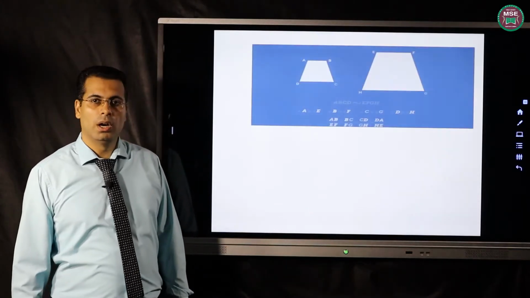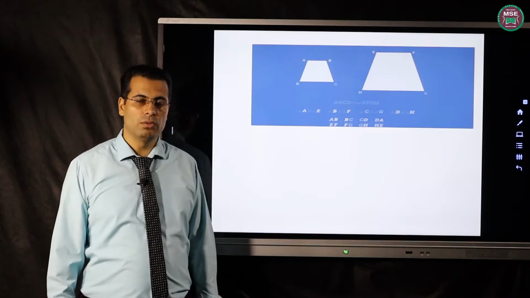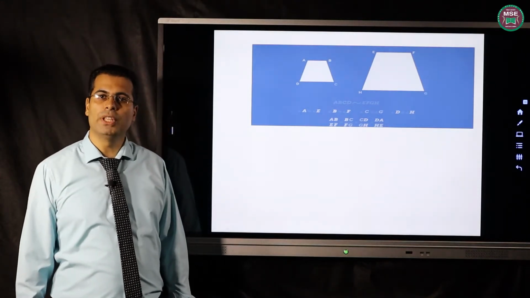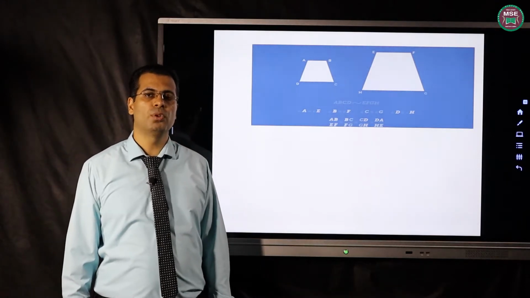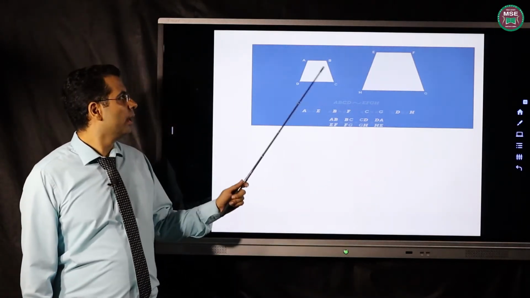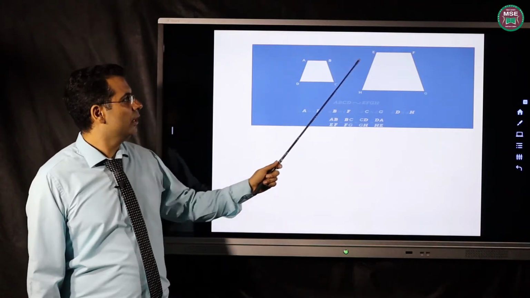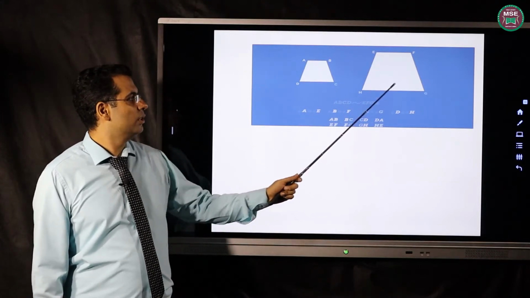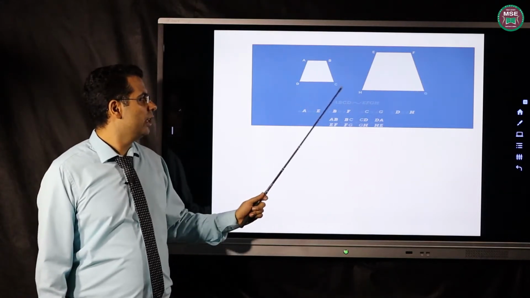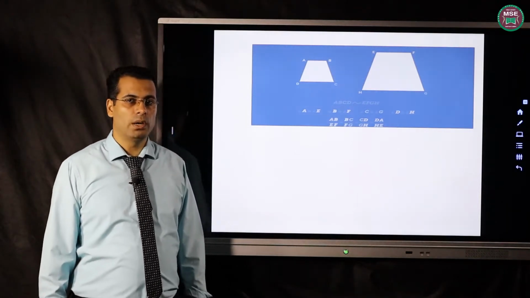Two polygons are similar if the corresponding angles are congruent, or we can say the corresponding angles are equal in measure, and the corresponding sides are proportional. As here, measure of angle A equals measure of angle E, measure of angle B equals measure of angle F, measure of angle C equals measure of angle G, and D equals H. The corresponding angles are equal, and the corresponding sides are proportional.